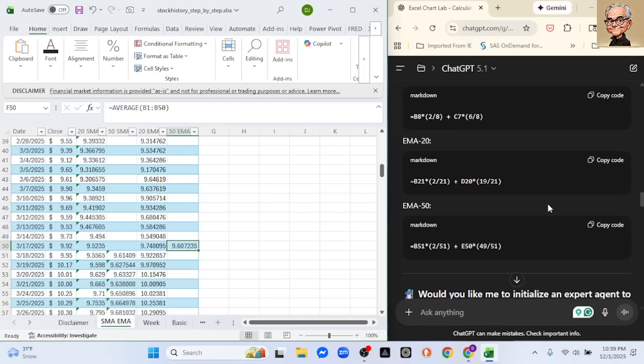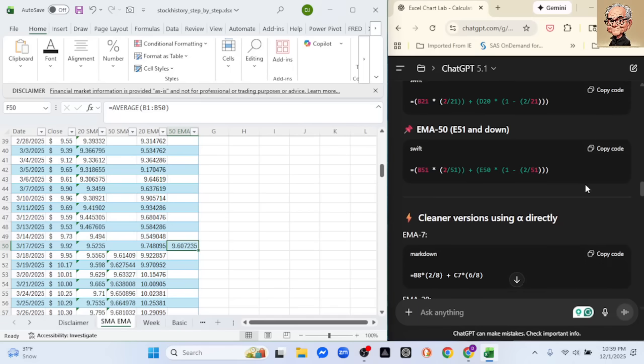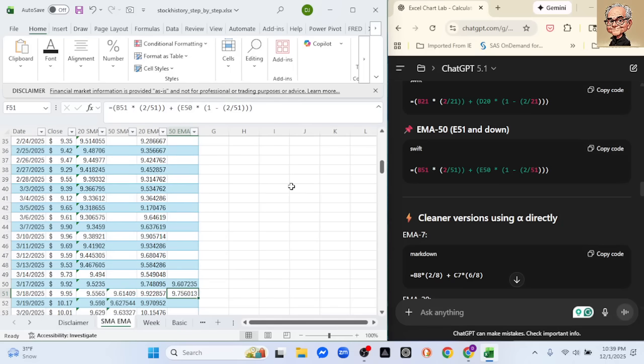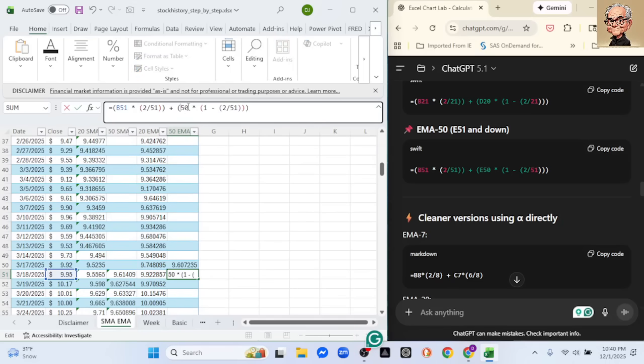Interesting, we got two different models here. Let's go ahead and use, since we used the first one up here, let's use this one here also. B, C, D, E, what is this? F, right? F50.